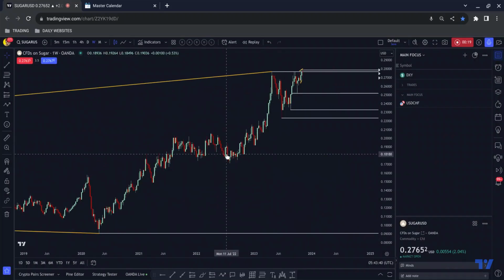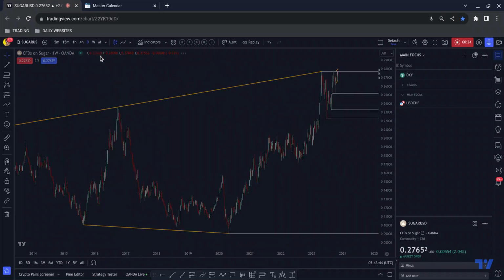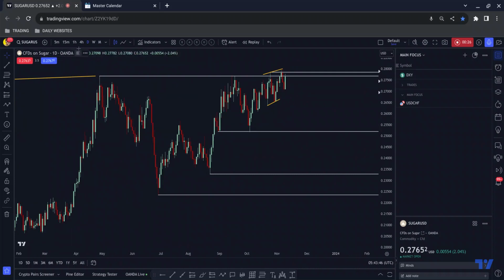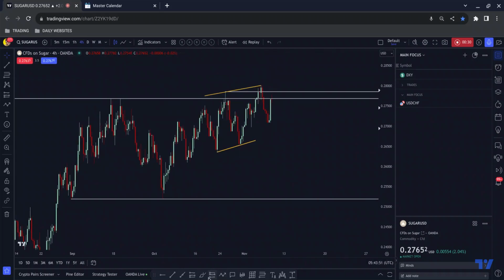So I broke this down yesterday, and I've broken this down in previous videos. If we just drill down to the lower time frames, you can see I was looking for this. If you want to know the higher time frame analysis, feel free to watch my previous videos. But basically we had this reversal structure.